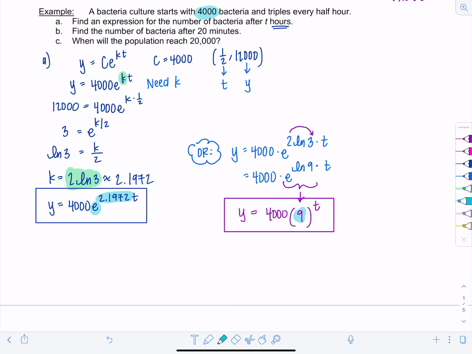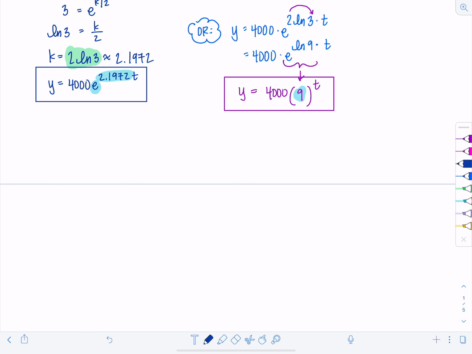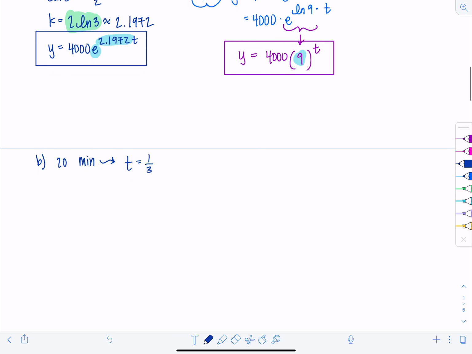Part B, find the number of bacteria after 20 minutes. Okay, so after 20 minutes, remember t is in hours, so that means t would equal 1/3. And all this you're going to be doing in your calculator. So you're going to find y of 1/3. Just show the original setup. You have 4,000 e to the 2.1972 times 1/3, which should give you approximately 8,320 bacteria.